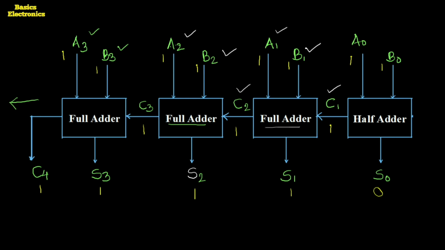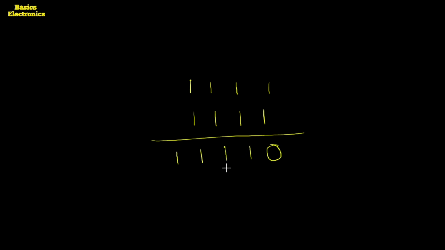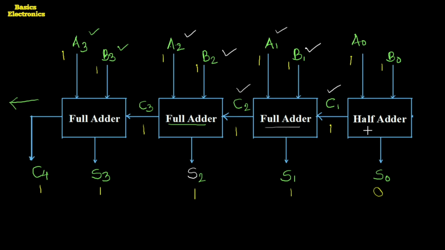If we perform the addition of the two numbers, the first number is 1, 1, 1, 1 and the second number is also 1, 1, 1, 1. Here we get the result as 1, 1, 1, 1 and here it is equals to 0. Okay, so this is a 4-bit binary adder by using one half adder and three full adders.